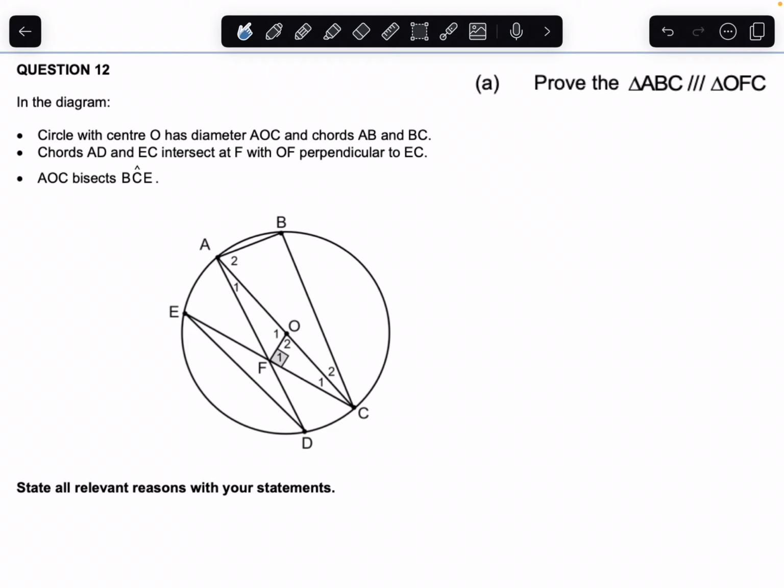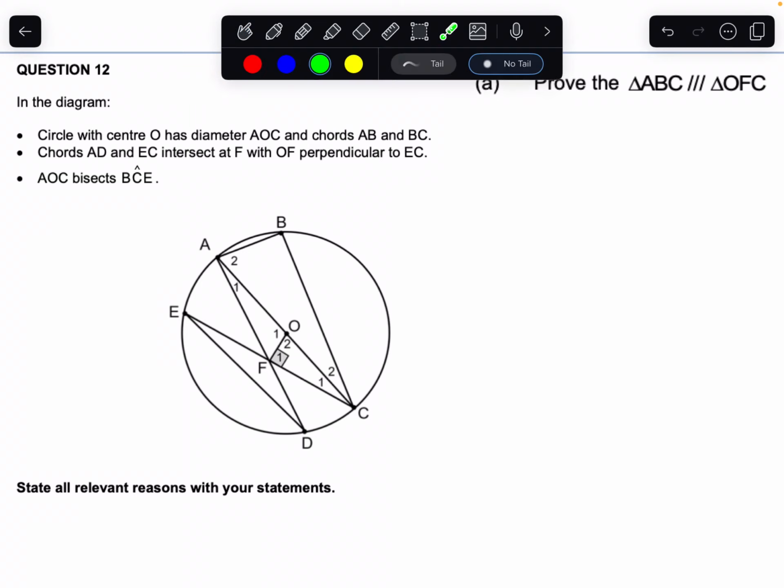Let's get into it. In the diagram, circle with center O has diameter AOC, and chords AB and BC. So we have our center O, and that is a diameter. And when I see a diameter, I'm immediately thinking angle in semicircle, right? So that's a 90 over there. I am immediately looking out for radii, although I only see AO and OC. I don't see any other radius coming out from O.